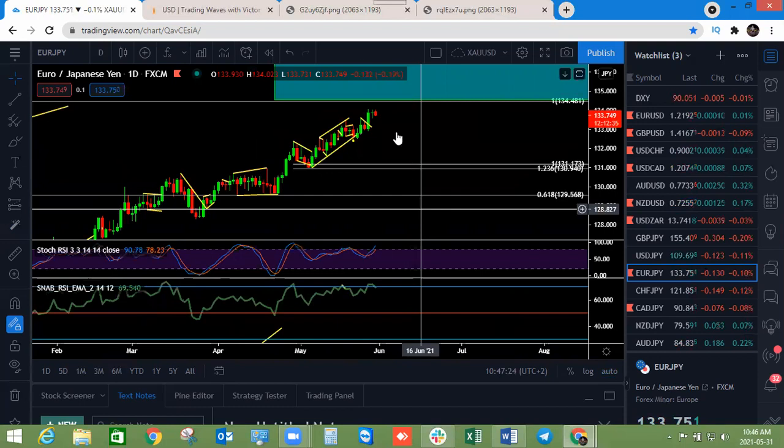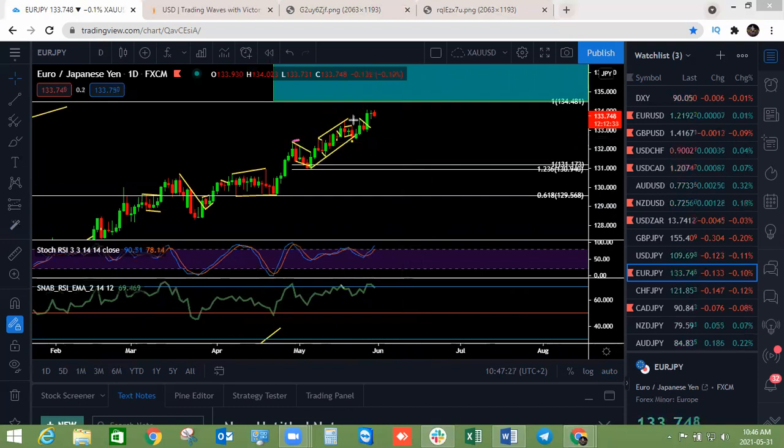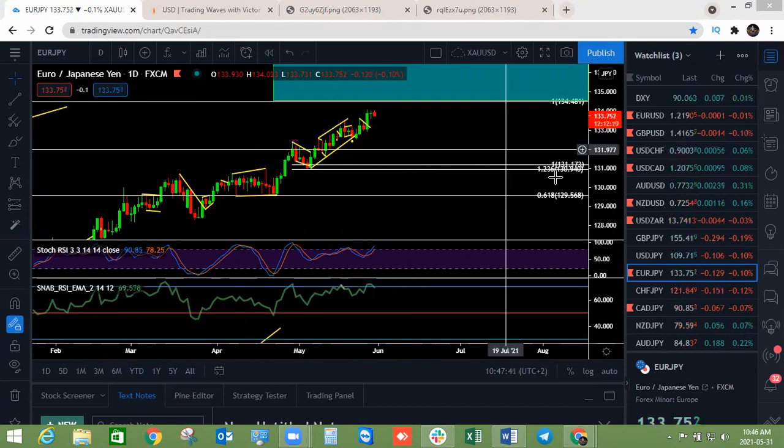Okay, but there is very strong divergence on the RSI. We keep making higher highs here, but this is not confirming that we're seeing downside. So eventually we're going to see this one make a move to the downside as follows.